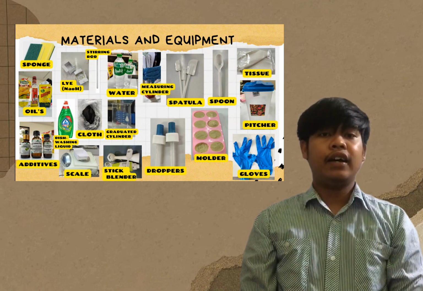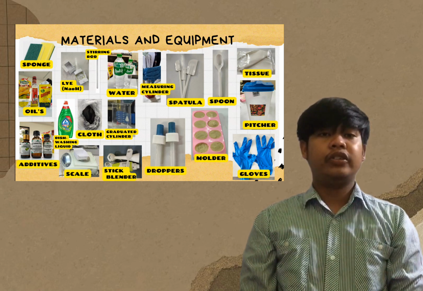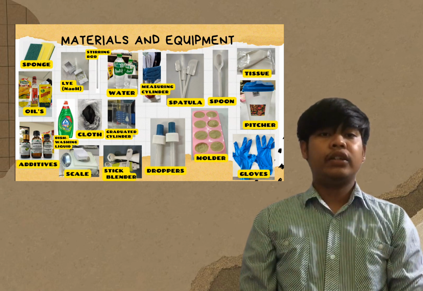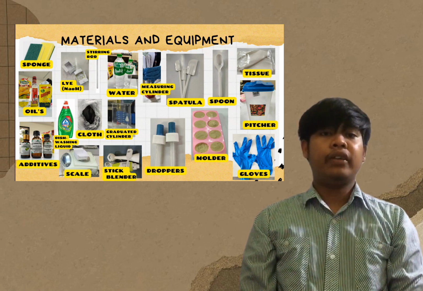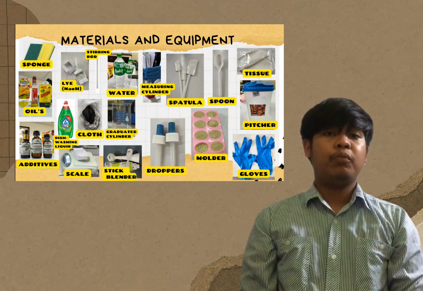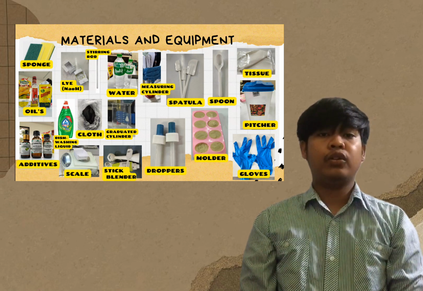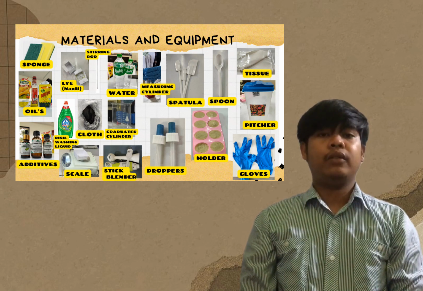And the next is the pitcher. The pitcher is used to mix the soap ingredients together, and it also provides a large deep container that allows for thorough mixing of oils, lye solution, water, and other additives. The next material is the stick blender. This blender is used to blend the mixture of oils, water, and other ingredients used for soap making until you achieve the desired consistency.